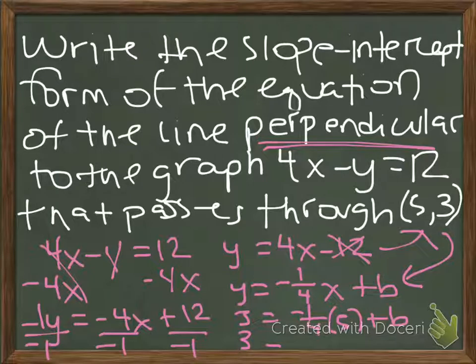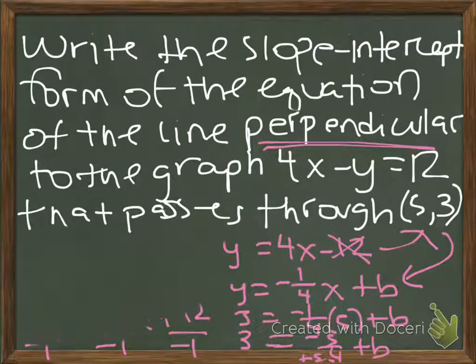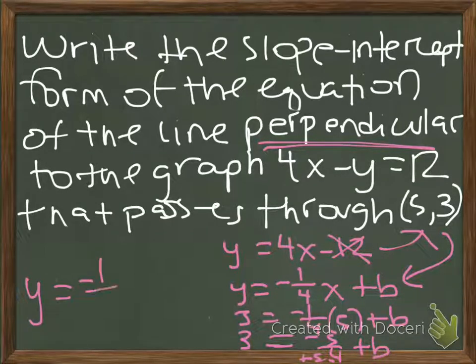So this becomes negative 5/4, and when you're adding that to 3, negative 5/4 or positive 5/4 becomes 1 1/4. So your b value is going to be 4 1/4 because it's 3 plus 1 1/4. So we're going to rewrite it with our slope that's perpendicular and our b value 4 1/4.